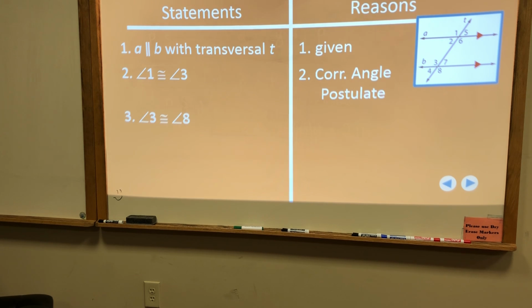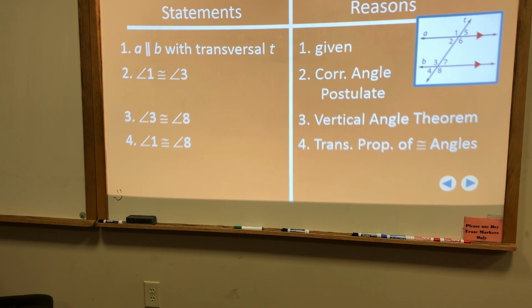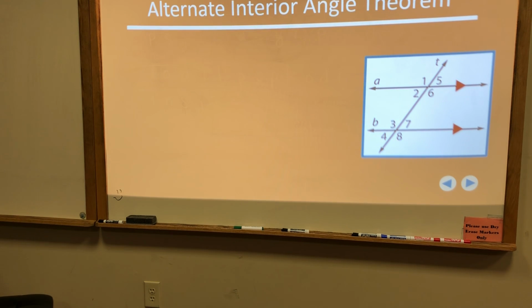Good. Now, I also told you that 3 and 8 are congruent. Why are 3 and 8 congruent? Jake? Yes, vertical angles. So we have vertical angles, we have corresponding angles. So now remember, now watch carefully. 1 is congruent to 3, 3 is congruent to 8, therefore 1 is congruent to 8. What property tells us that? Transitive property is correct. And so there's your proof that alternate exterior angles are congruent. All right? Any questions on that one?